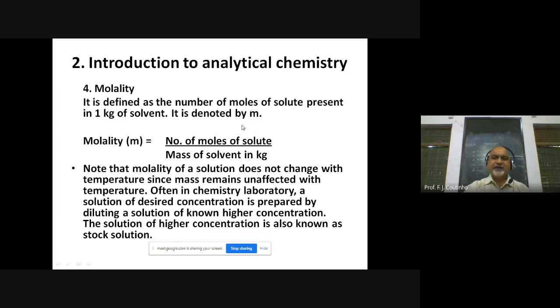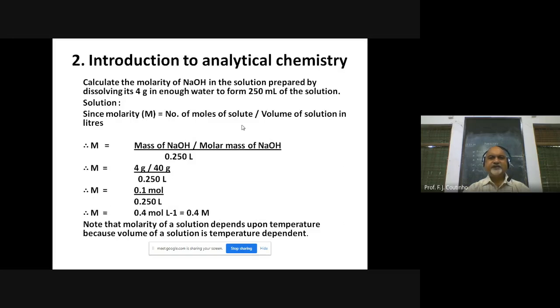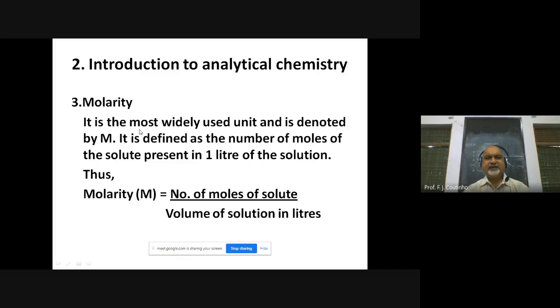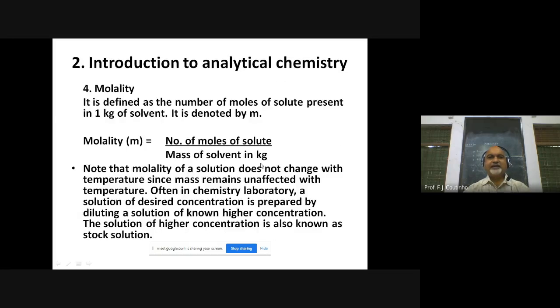Now I will go to the back slide. First of all, what is molarity? It is solute present in 1 liter of the solution. And what is molality? It is solute present in 1 kg of the solvent. So how will I distinguish between them? In molarity, it is 1 liter.